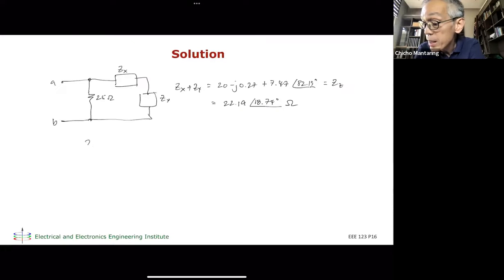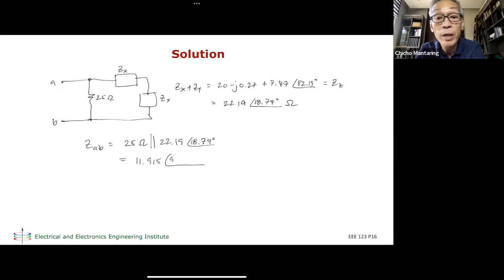So finally, Z_AB will be 25 ohms in parallel with 22.19 at an angle 18.74 ohms. And here I have the answer to this. This is going to give me 11.915 at an angle 9.94 degrees ohms. Or if you convert this to rectangular form, this is 11.74 plus j2.06 ohms. So this is our final answer.